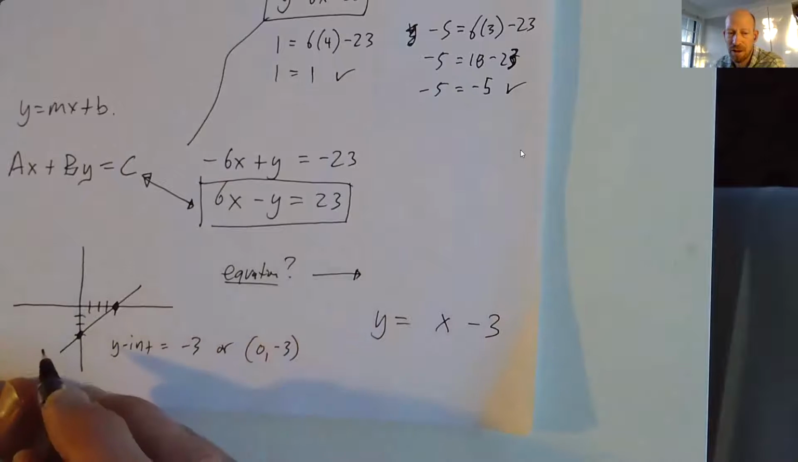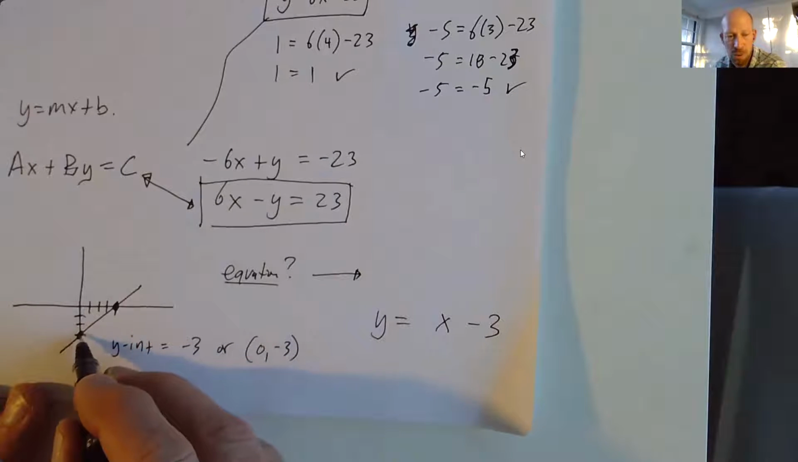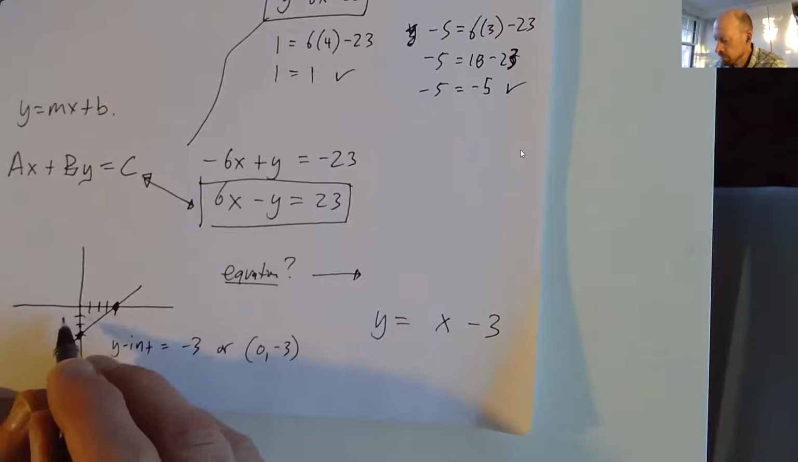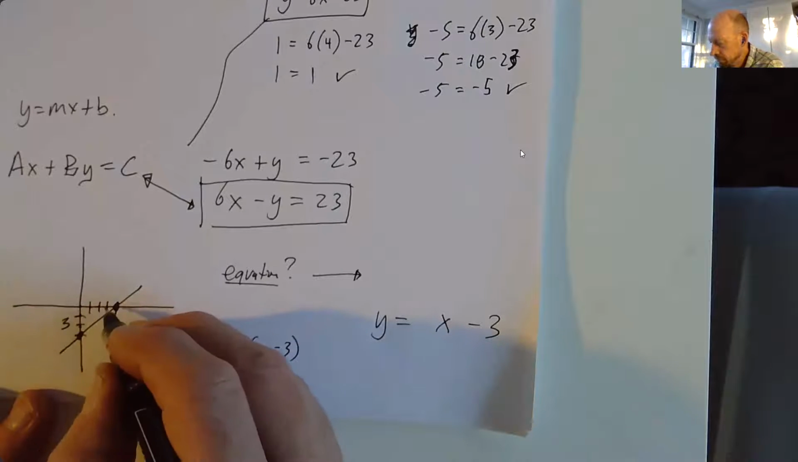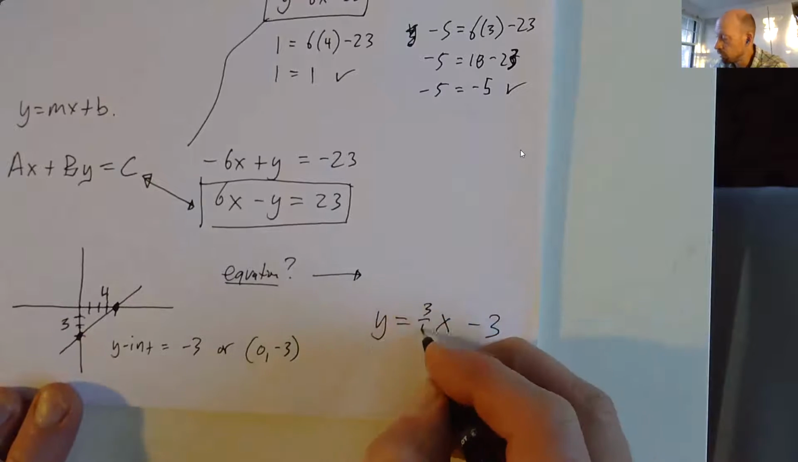Sometimes you won't know exactly what the y-intercept is. And then the other component is I need the slope. As long as I have 2 points, the easiest thing is just to count. So that's up 3 and over 4. So that's going to be a slope of 3/4.